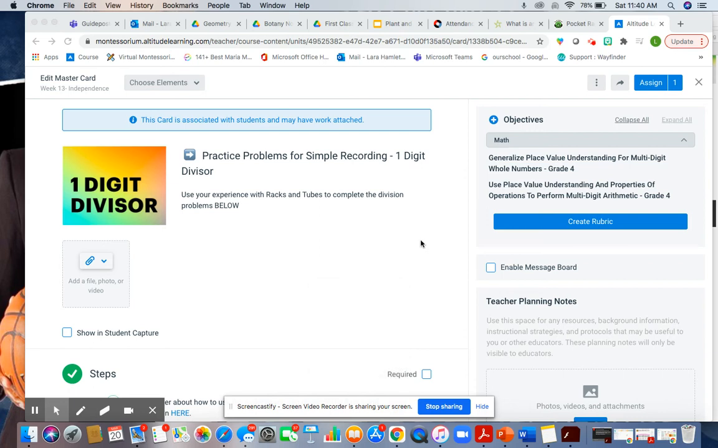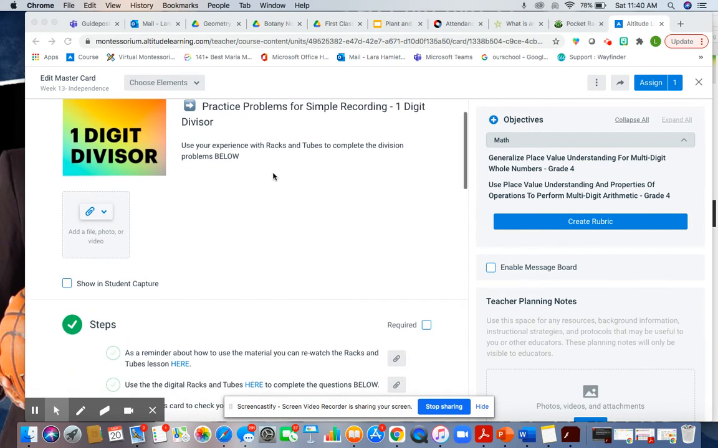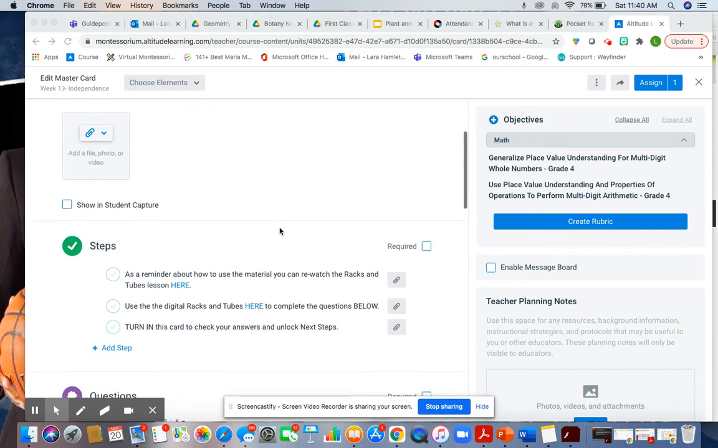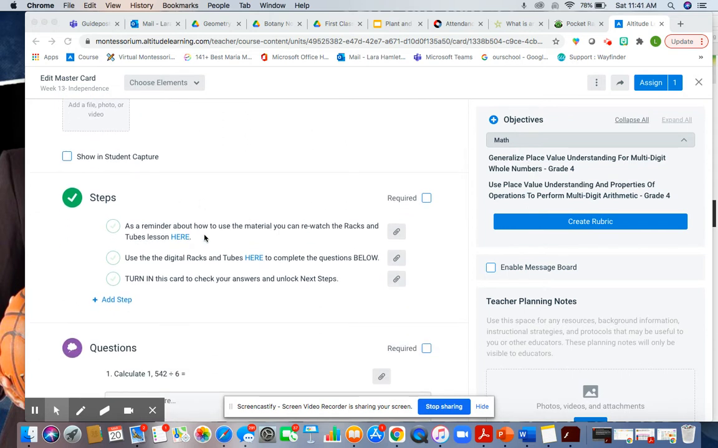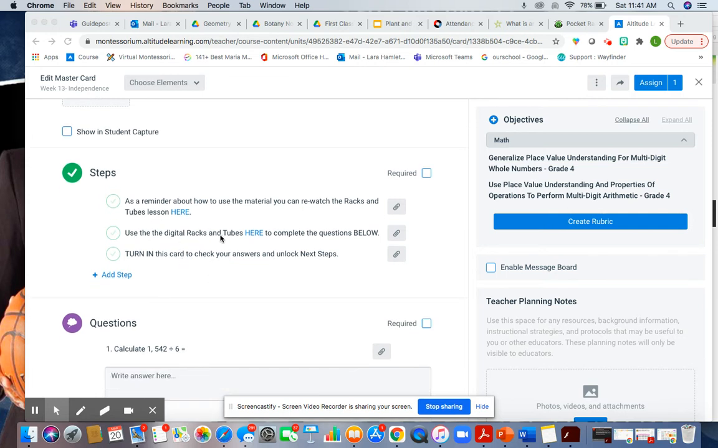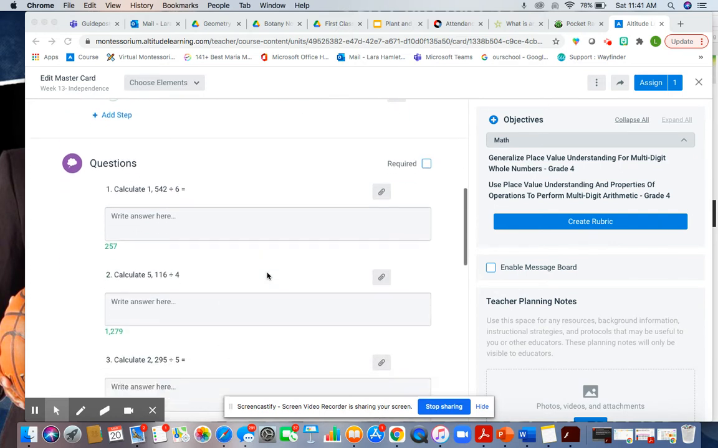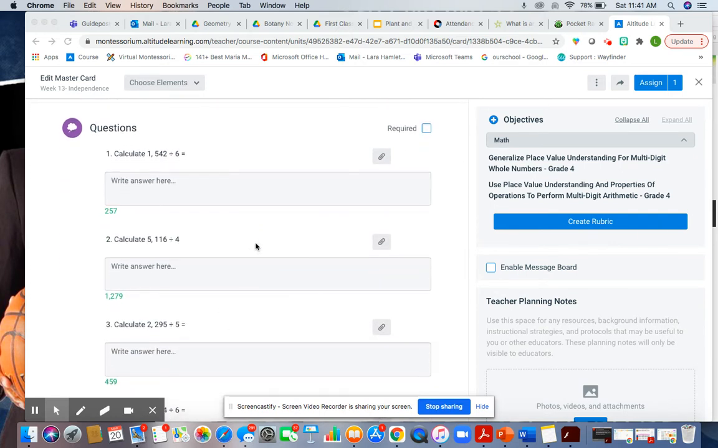To complete this division work, you'll need to scroll down. To answer each of the questions, you'll see the steps say, as a reminder, you can watch this lesson on using racks and tubes. Then, you're going to need to pull up the digital racks and tubes to complete each of the questions below. I recommend writing down the equations in your notebook first.